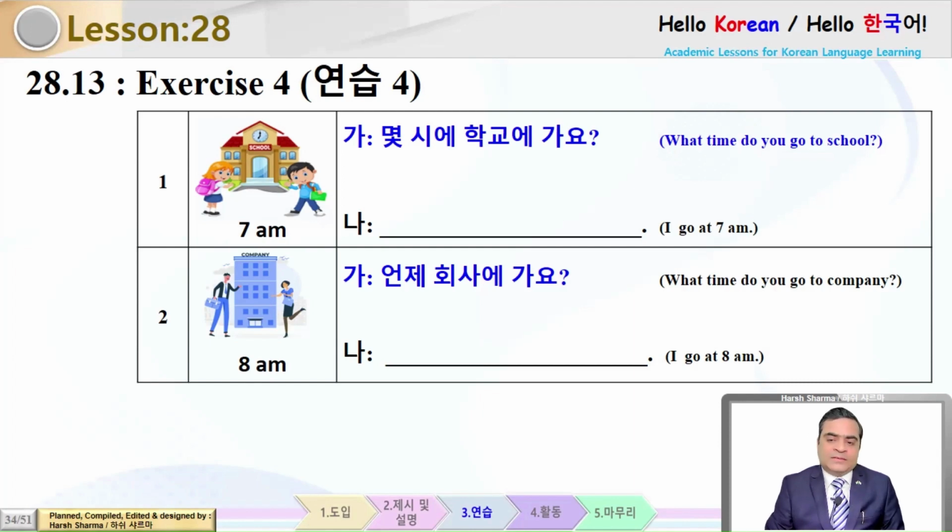So how to write the answer? What is 7 a.m.? It is just only for the hours we have to use. It will be 일곱시에 가요. 네, 잘했어 여러분. In the same way, number 2, 언제 회사에 가요? What time do you go to company? You have to write in the answer, I go at 8 a.m. 여러분.